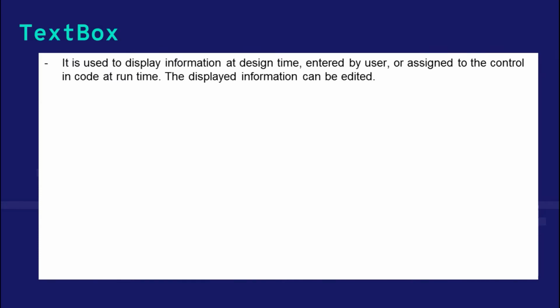Next control that we have is the text box. It is used to display information at the same time entered by the user or assigned to control in code at runtime. The display information can be edited. So, unlike label, yung text box guys, pwede siyang i-edit ni user habang nagra-run yung program. Or basically, dito nagta-type si user ng information.